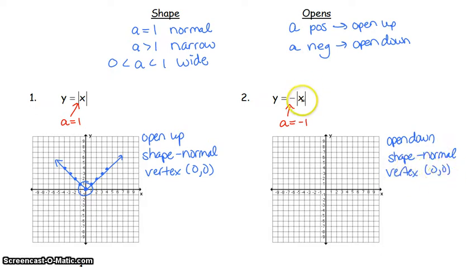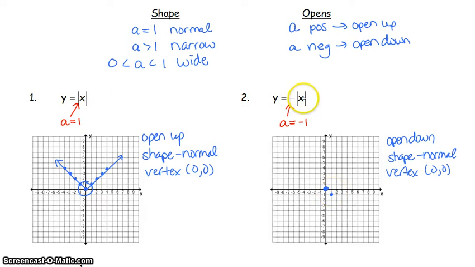Because there's no number being added inside, there's no number being added or subtracted on the outside. So our vertex is still 0, 0. If we were to plug in numbers, if I plug in 1, the absolute value of 1 is 1, but the negative's on the outside, so that makes my answer a -1.